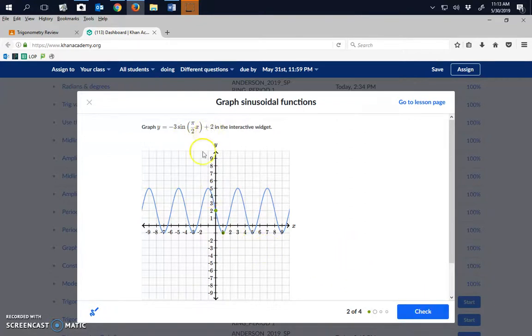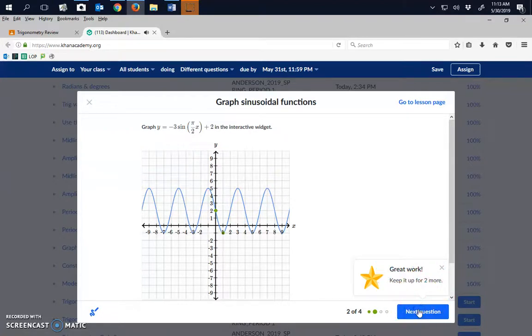We can go back through and look at everything. We should have a midline at 2. That's correct. Should be going down first because the negative sign, down 3. And we have a period of... sorry, not period of 1, period of 4. So we go from here all the way to our other midpoint over here at 4, and that's correct.